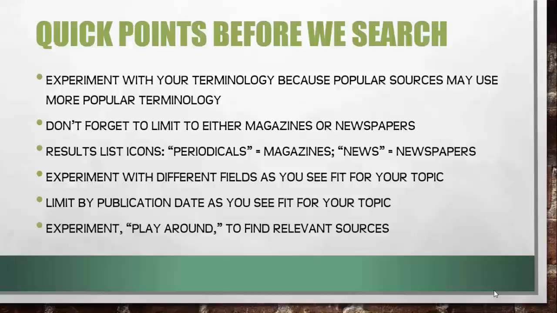Results list icons will be possibly a little confusing. Once you've limited to magazines or newspapers, in the results list you'll see an icon that says periodicals and you'll see one that says news. Well, periodicals equals magazines and news equals newspapers.